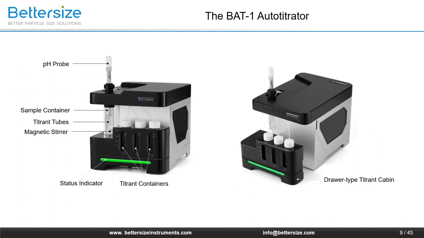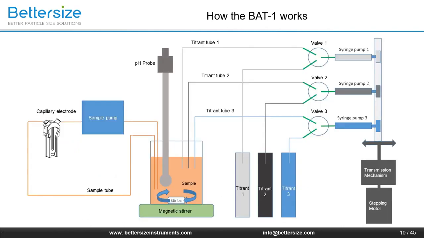The BAT1 autotitrator consists of a pH probe, a sample container, 3 titrant containers, a built-in magnetic stir, and the inside pipelines. The titrant cabin can be pulled out like a drawer for ease of operation. This is the schematic diagram of the pipeline. During titration, the stepping motor drives the transmission mechanism and syringe pumps to deliver the titrant into the sample container. When using titrant 1, valve 1 is open to allow titrant 1 to pass through. Meanwhile, the other 2 valves are closed. Each titrant has an individual delivery pipeline for avoiding cross-contamination.